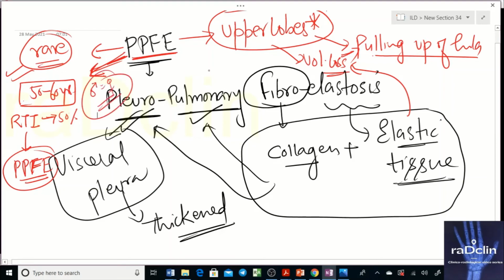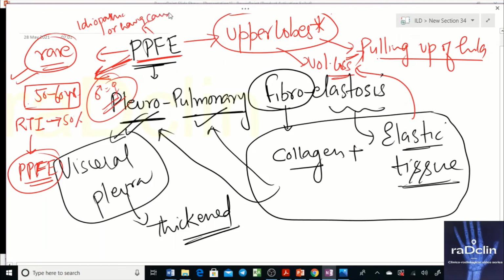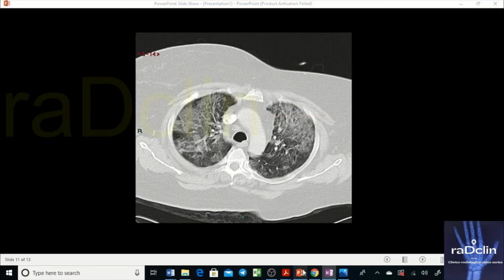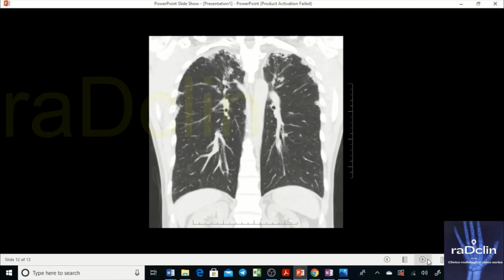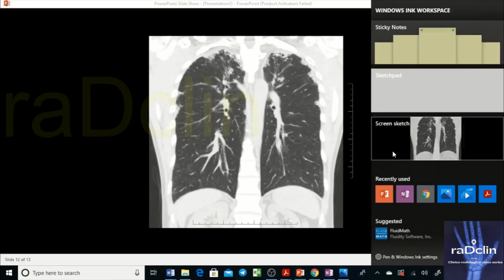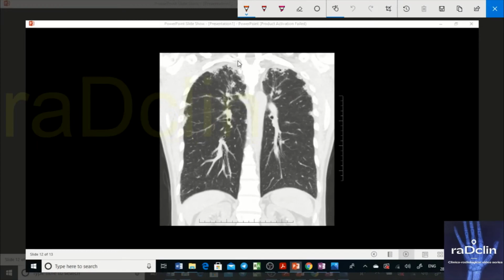So the association could be idiopathic, or it could have a cause. Okay, so that is all about this particular entity. Now look at the image. Mainly upper lobes are involved. This is the image. In the coronal section, it is very clearly seen that the upper part of the lungs is affected bilaterally, and if you look closely, this is what? This is your visceral pleura thickened. So the visceral pleura is thickened.